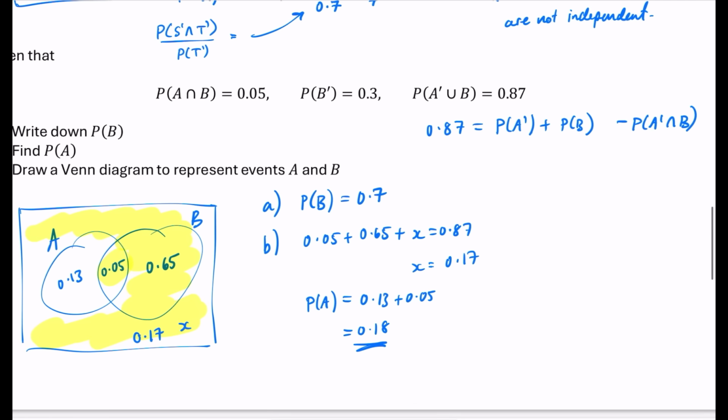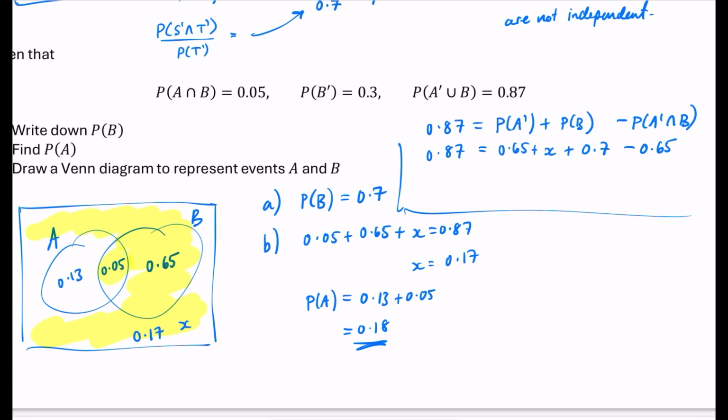Let me see if I could do this with the formula up top. So we get 0.87. Now the probability of not A would have been this 0.65 and some unknown, which is X. The probability of B we have got as 0.7, and we'd be having to subtract the probability that it is not A and B. Well, the thing that is B and also not A is 0.65, so we would be subtracting a 0.65. The 0.65s cancel, and we just do 0.87 minus 0.7, and we still get the same thing as X is equal to 0.17.